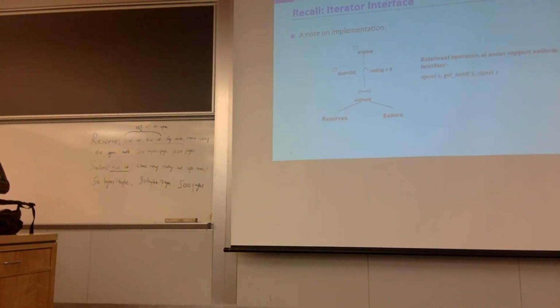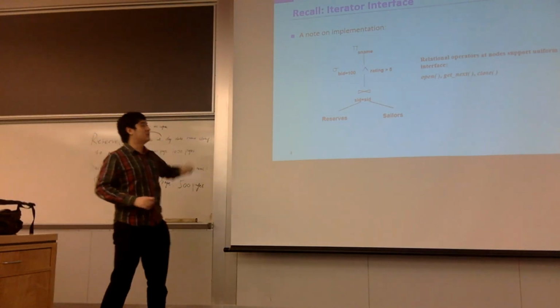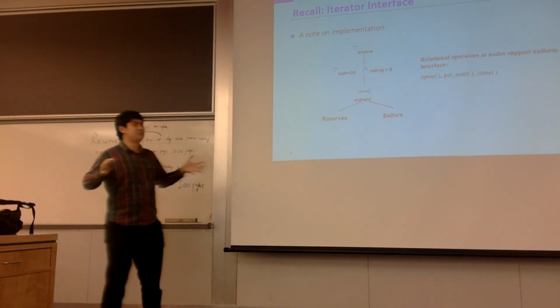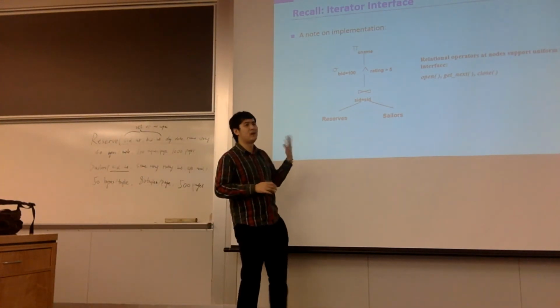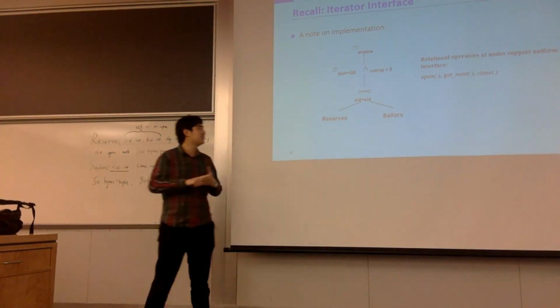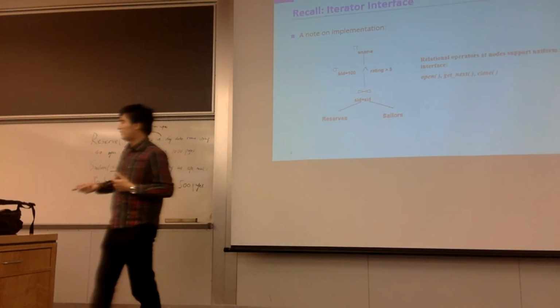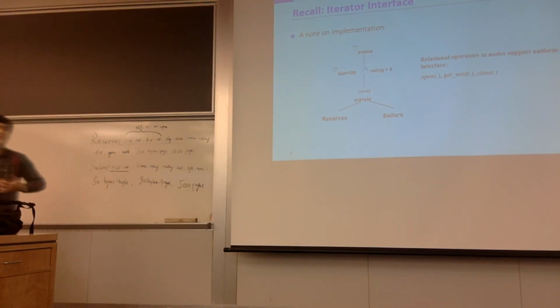So let's recall the iterator interface. I think that should be fresh to you. Each of the operators has a bunch of different interfaces that it's required to have. You have open, which initializes the state, get next, which produces the next tuple, the next result from this operator, and close, which cleans up everything.